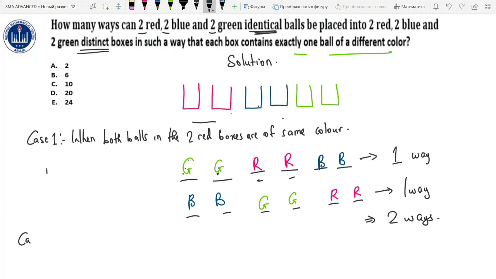Now the second case, case 2. So remember the first case was when both balls in the two red boxes are of the same color. This second case, case 2, is going to be when the balls in the two red boxes are of different colors.